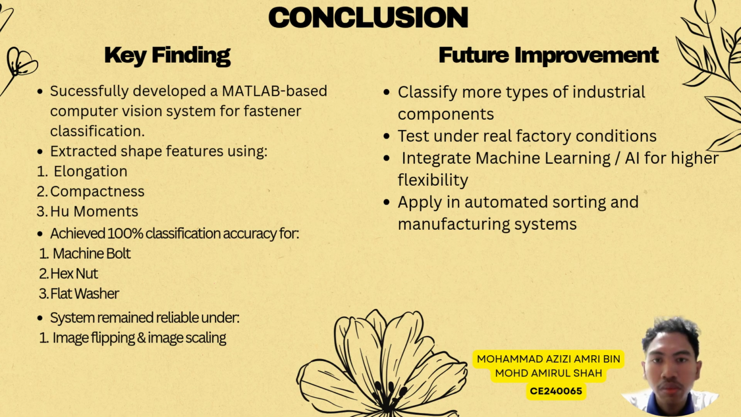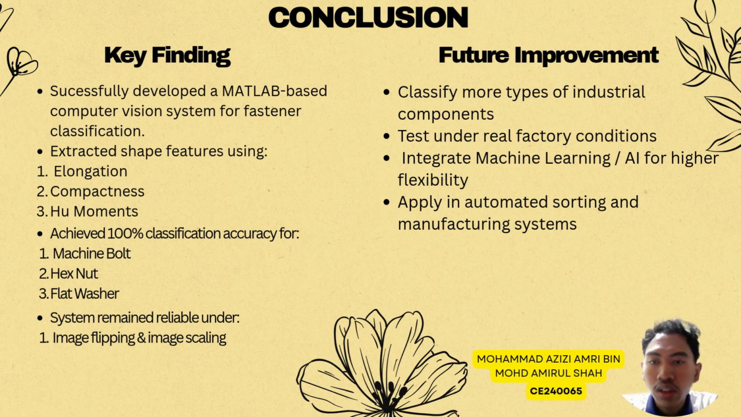Assalamualaikum. My name is Muhammad Azizi bin Muhammad Malaysia, CE240065. Now I'll continue my part of the conclusion. In the conclusion, we can say that our project successfully developed a computer vision based fastener classification system using MATLAB. The system extracts shape features using elongation, compactness, and Hu moments.